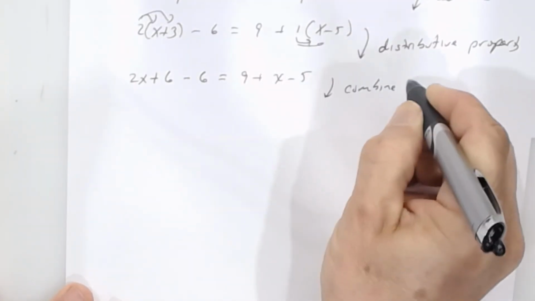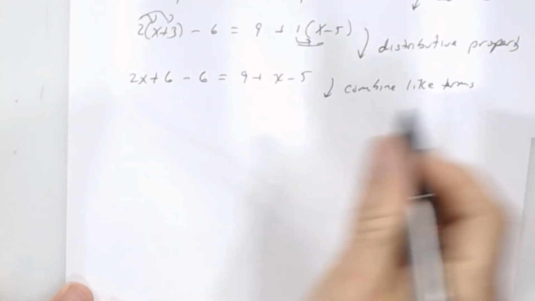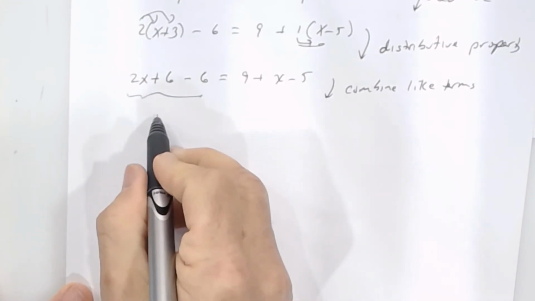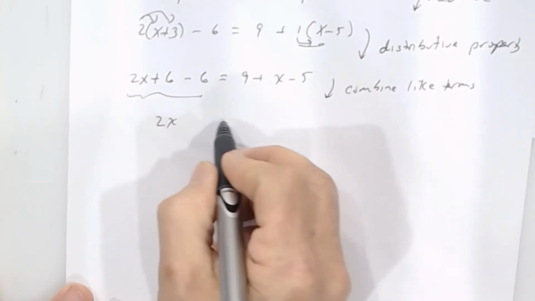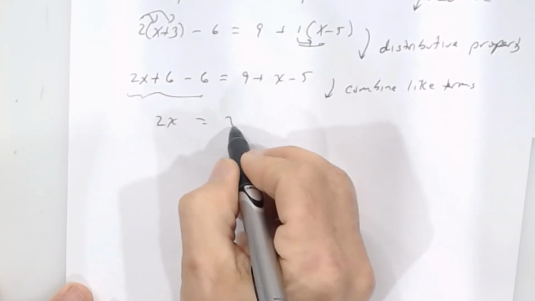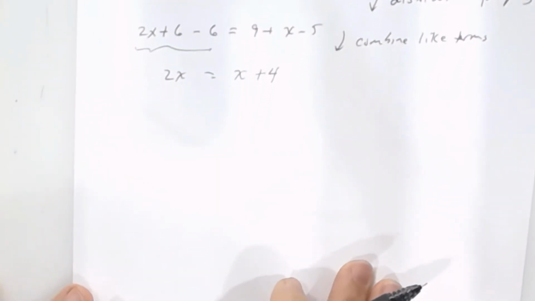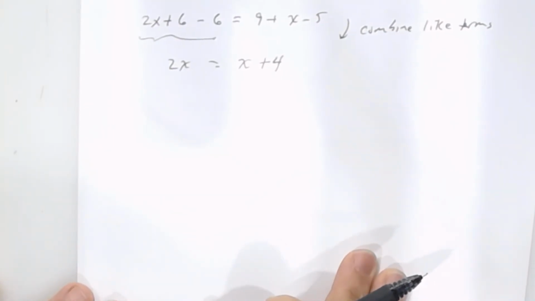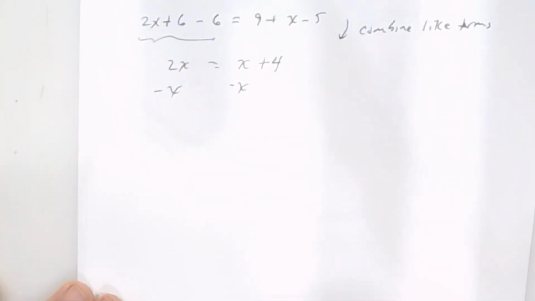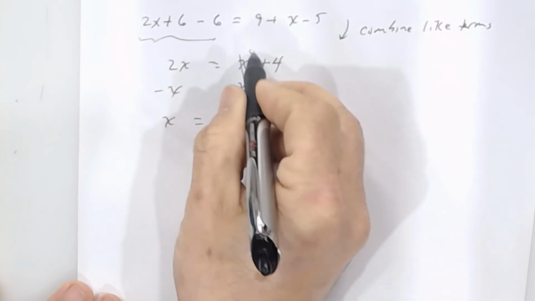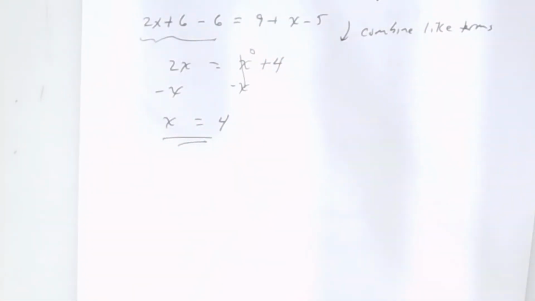Combine like terms. What do you get on the left-hand side? 2x only, because 6 and a negative 6 is 0. Equals? That's going to be x plus 4. What's the next step? Subtract x from both sides, and then combine like terms again. What's 2x minus x? Equals? This is 0, so what's x equal to? 4. That's called your solution, right? That's the solution to the original problem.